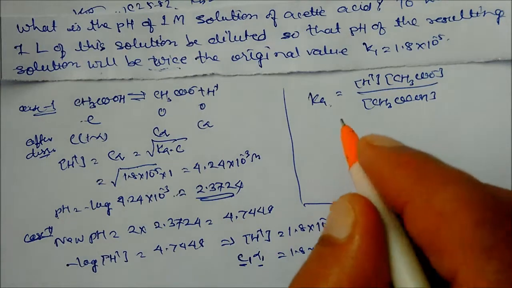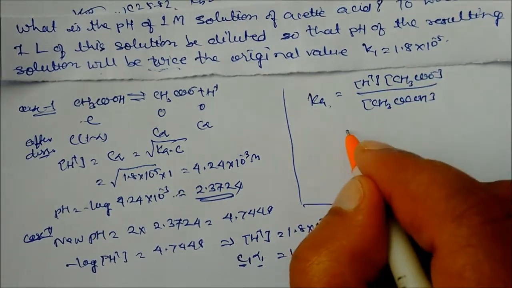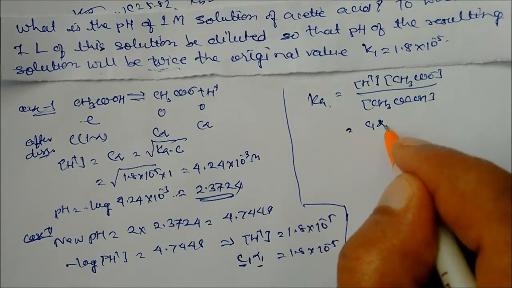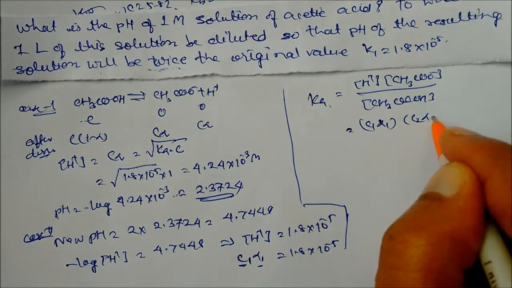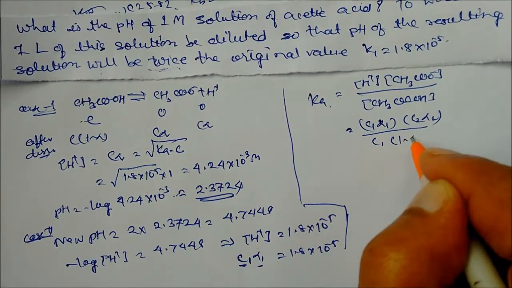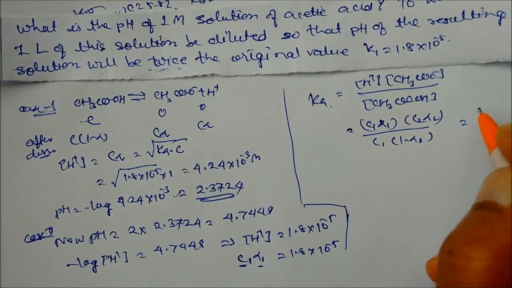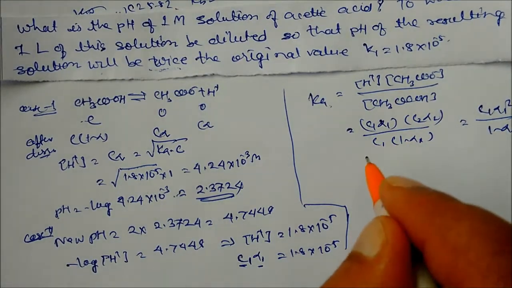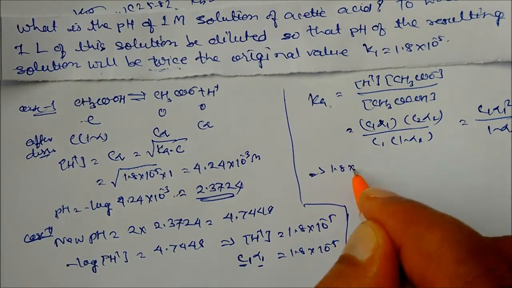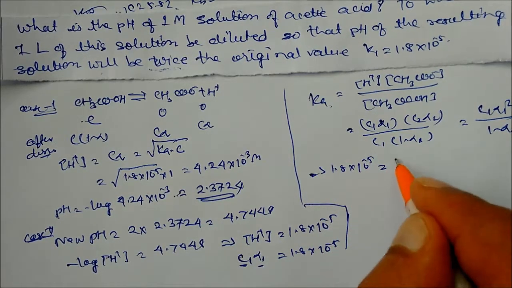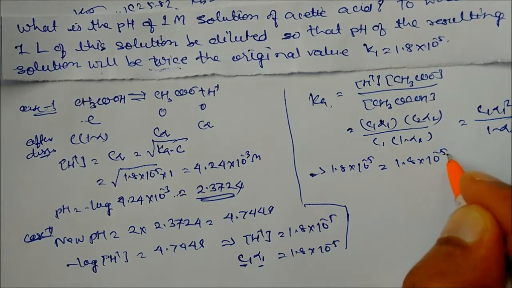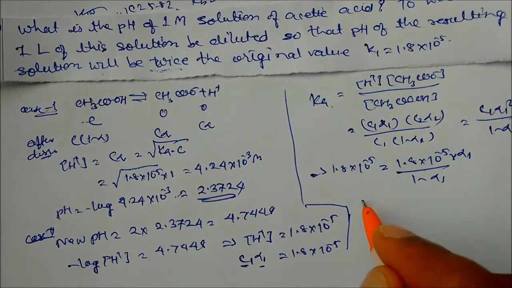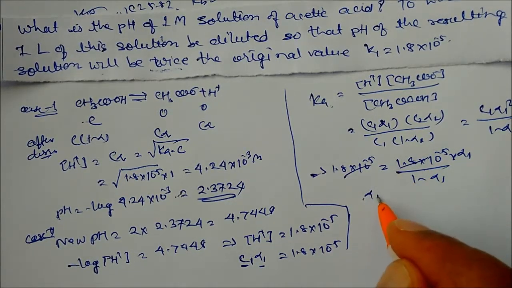Again, K is given here. H plus will be C1 alpha 1, and this will be C1 alpha 1 into C1 alpha 1 divided by C1 into 1 minus alpha 1. On solving this you get C1 alpha 1 square divided by 1 minus alpha 1. So we can write 1.8 into 10 to the power minus 5 equals 1.8 into 10 to the power minus 5 into alpha 1 divided by 1 minus alpha 1. If you solve it, we get alpha 1 equal to 0.5.